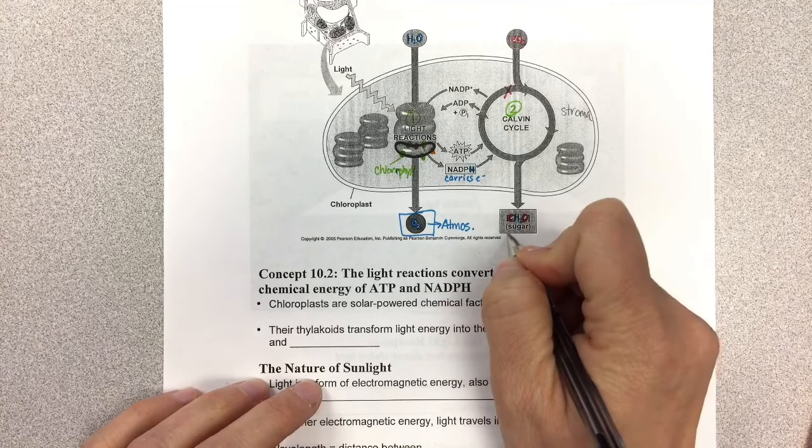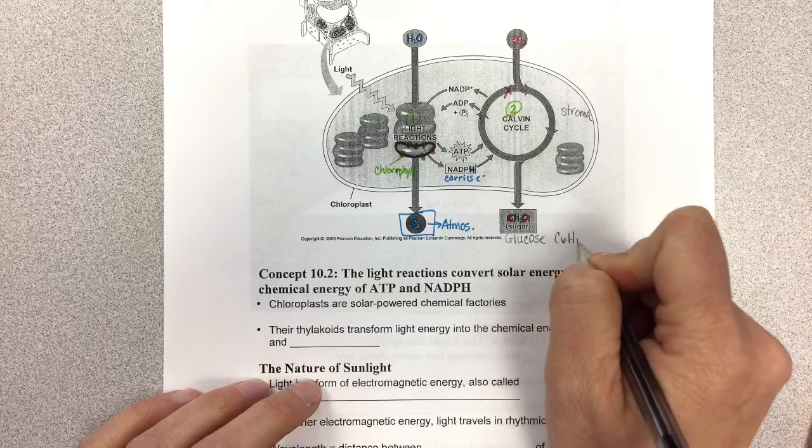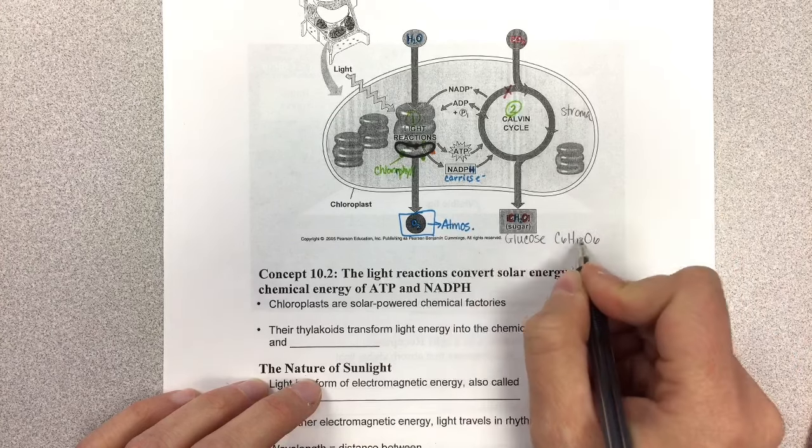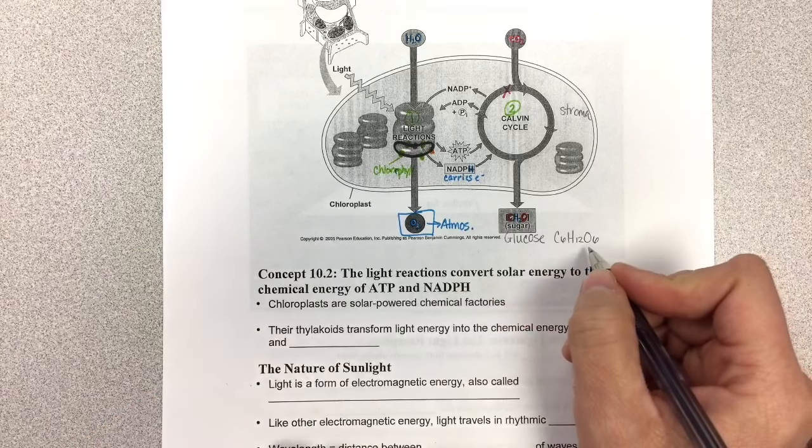This could be glucose, C6H12O6, double as many hydrogens as carbons and oxygens. All right, so that's why that says that here.